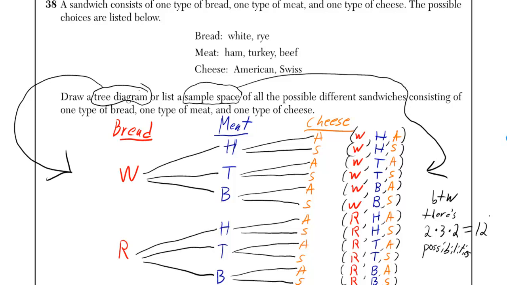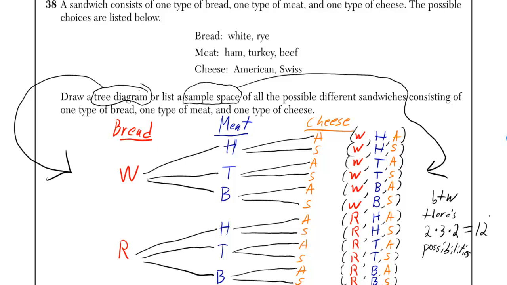A sandwich consists of one type of bread, one type of meat, and one type of cheese. The possible choices are listed below. Bread, white or rye. Meat, ham, turkey, beef. Cheese, American, Swiss. Draw a tree diagram, the thing I did on the left, or list a sample space, the thing I did on the right. I did both, of all the possible different sandwiches consisting of one type of bread, one type of meat, and one type of cheese.